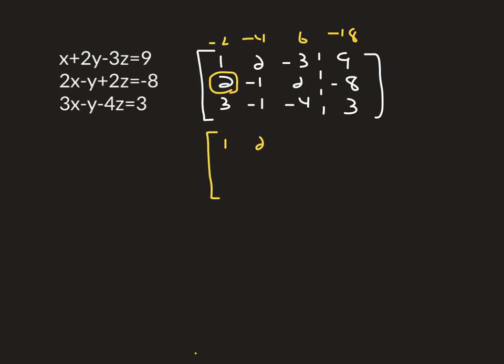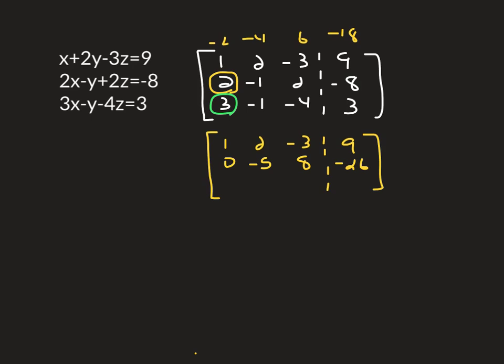And remember, I'm not changing my top row yet. That's going to be the last thing that I do. But my second row, I'm going to add the yellow numbers on top to my second row: -2 and 2, -4 and 1, 6 and 2, and -18 and -8. And now I'm going to circle the 3 down here because I need that to go away also.